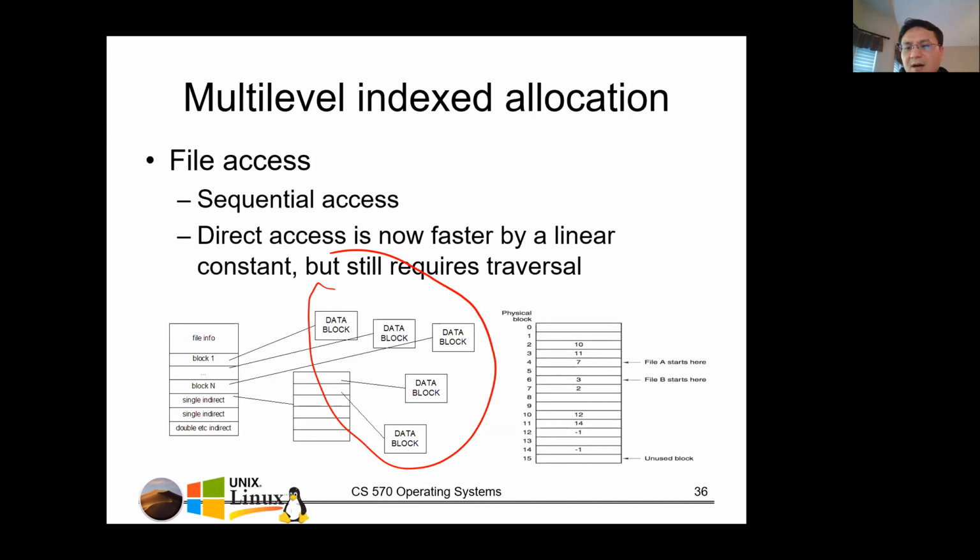As we talked about last time, due to the mechanical delays, with magnetic disks you would have the seek time and rotational time. Those are mechanical delays, right? So these data blocks can be in different locations on the disk, and you would have to jump between them.